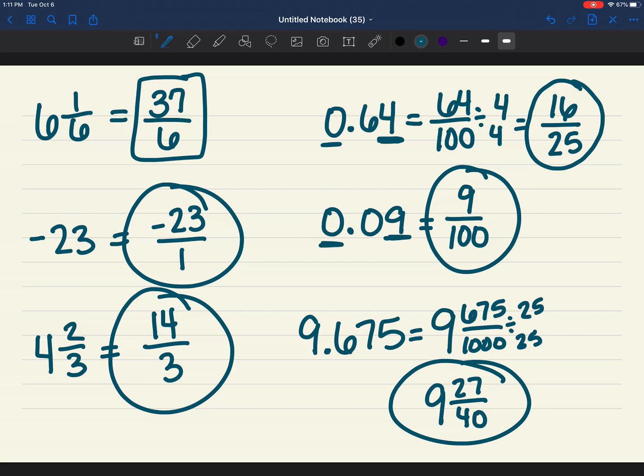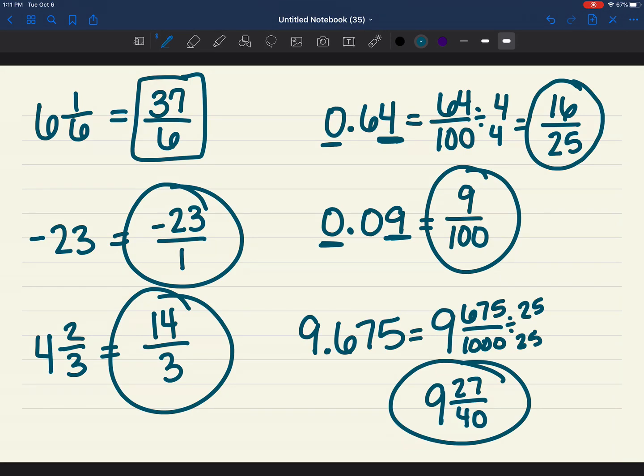So every single time we're doing this, whatever the place value is of that last digit, we put it over that place value. So if it's in the tens place, it's over 10. 100 would be hundreds, thousands, and so on.